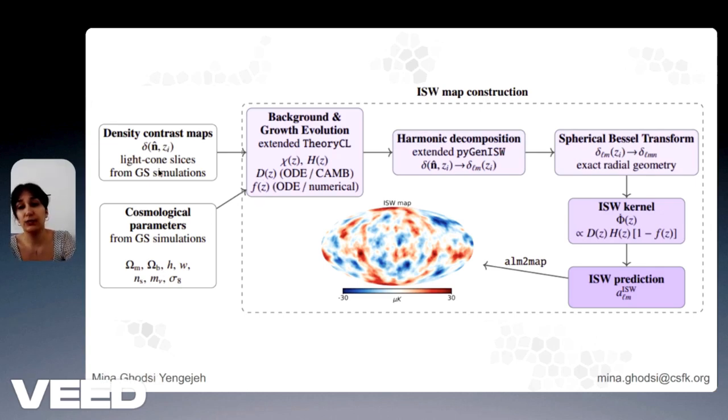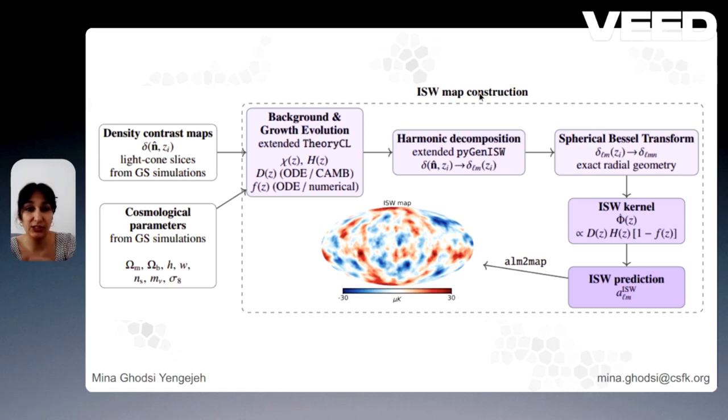On the other hand, in Gower Street, we have dark matter particles in different redshift slices. So first we create a density contrast map in each of these slices, and then we give this as an input to the extended version of pyGenISW. The first step in pyGenISW is the harmonic decomposition. This is the angular part. It breaks the sky pattern on each shell into angular wave patterns. So now we know how strong each angular scale is at each redshift.